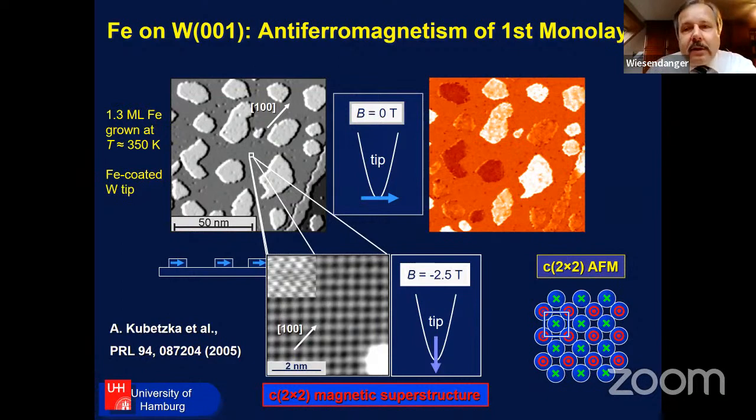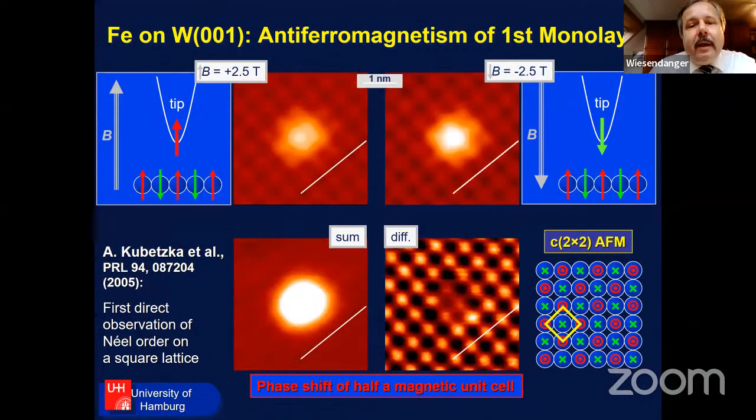Now, how can you rigorously prove that this is a magnetic superstructure and not, say, a kind of surface reconstruction? The way you can prove this is shown here. You make use of an externally applied field in the upward direction when you polarize your tip also in the upward direction, and you can do so also in the opposite direction, of course. This spin-polarized tunneling effect would then mean that you would be sensitive to the red spin sublattice with such a tip, but to the green spin sublattice with this kind of tip.